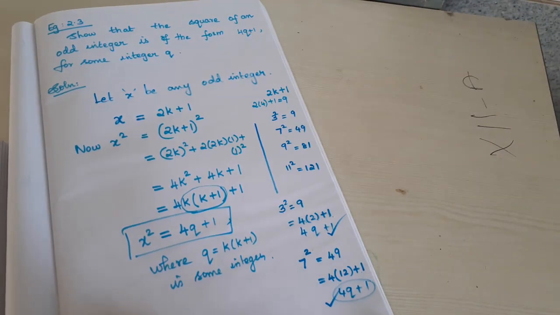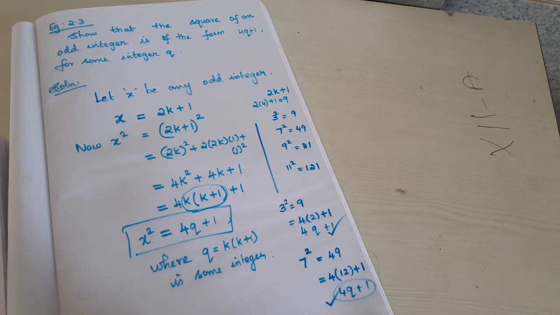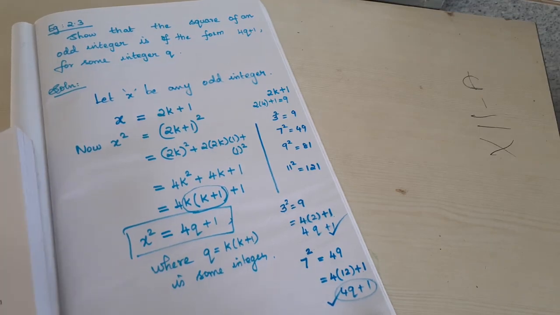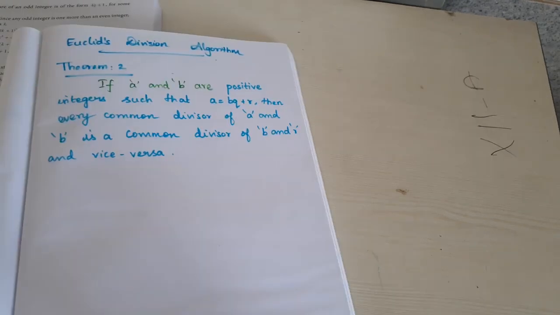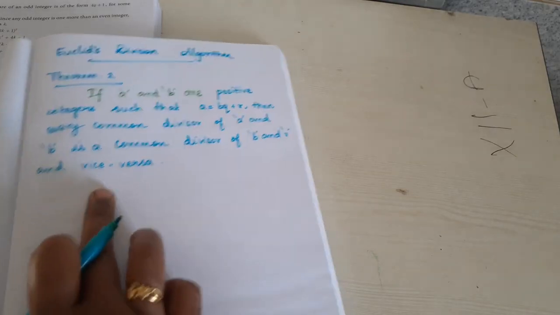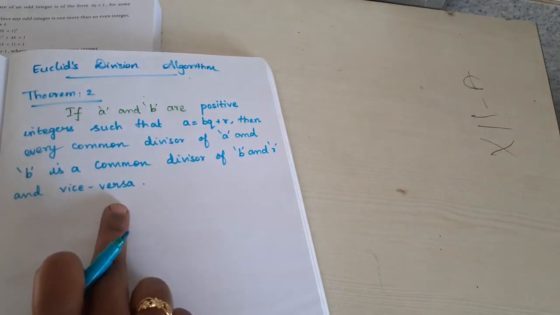Okay, shall we move to the next one? Euclid's division algorithm. The first thing we learnt was Euclid's division lemma. Now we are going to learn Euclid's division algorithm. Okay, dear students, listen. Euclid's division algorithm, theorem 2. These 4 lines also you need to learn.